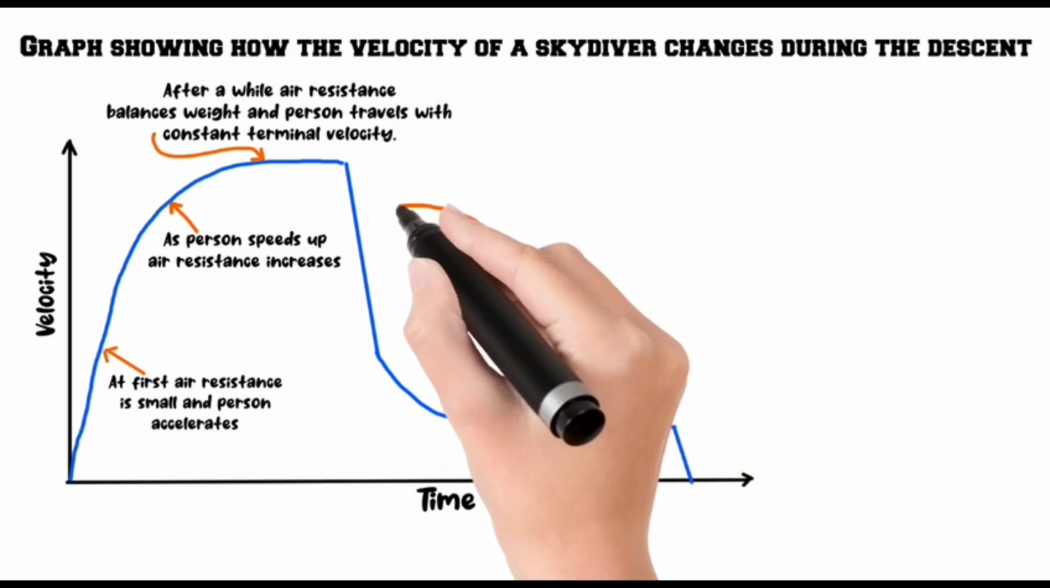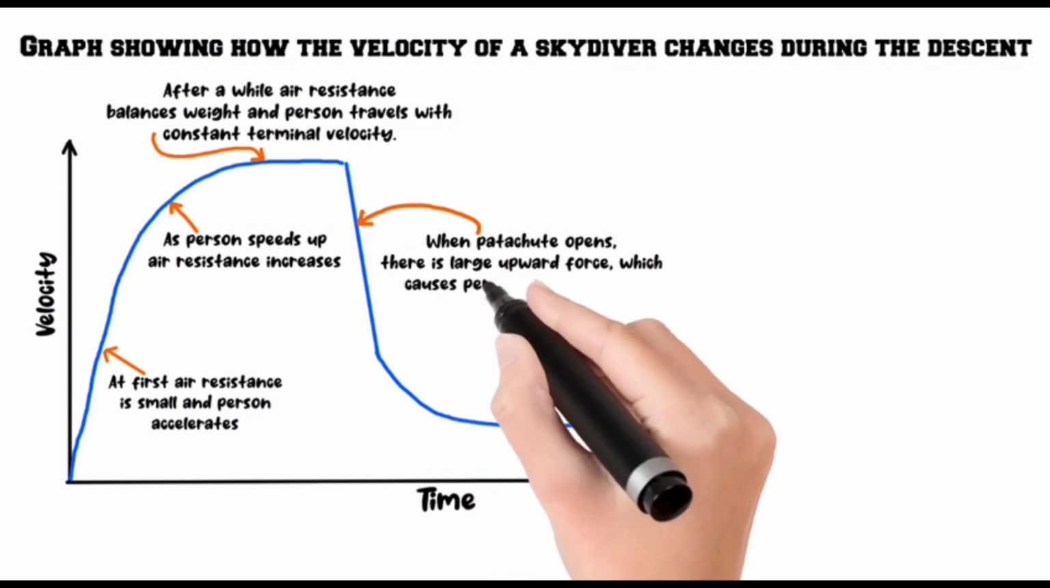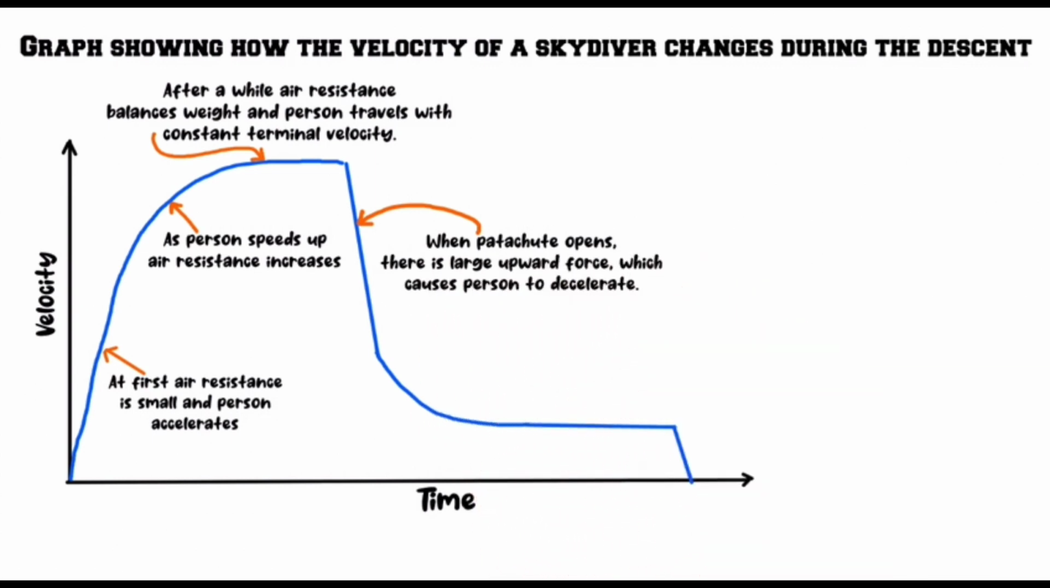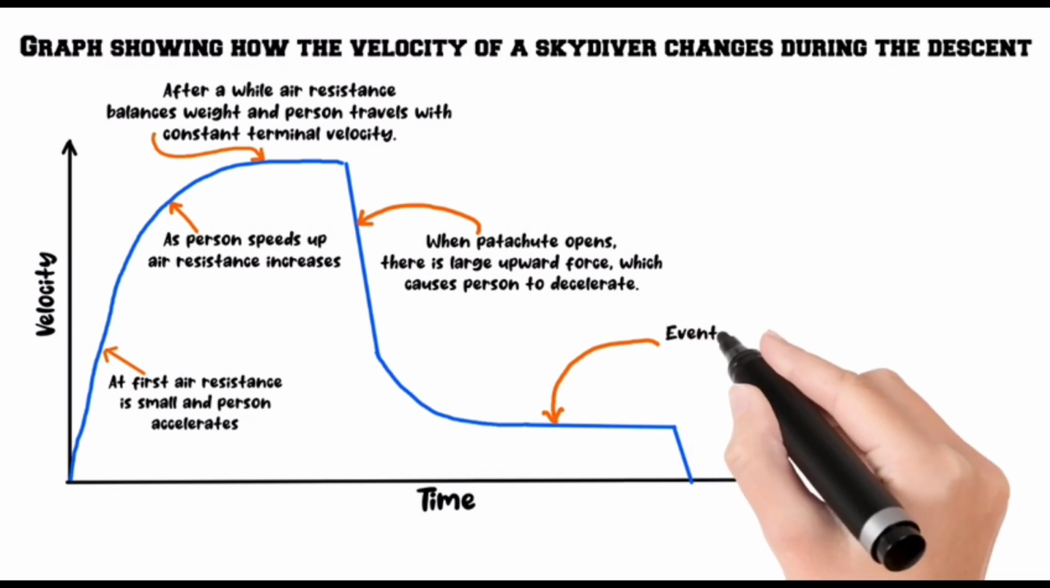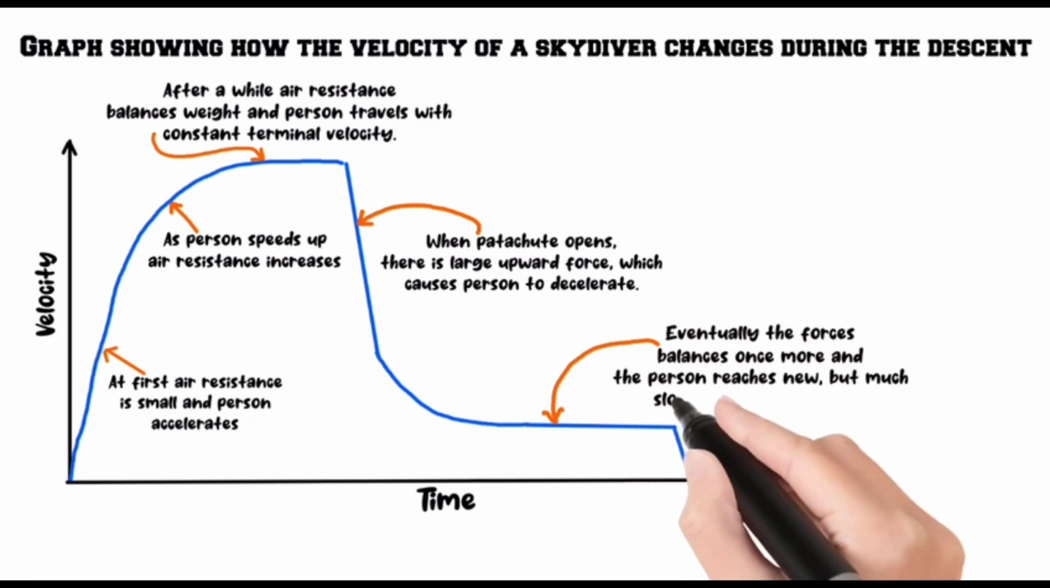In this part, the diver opens the parachute. There is a large upward force, which causes the diver to decelerate. Eventually the forces balance once more and the person reaches a new but much slower terminal velocity.